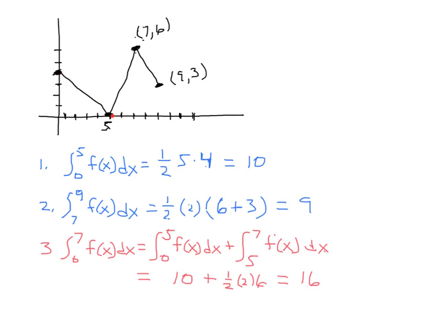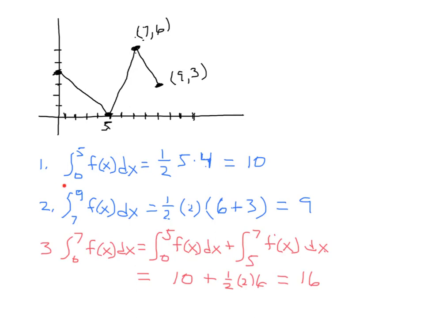So we have that line there. And then we have another one from (5,0) to the point (7,6), and then from the point (7,6) to the point (9,3). So what they're going to ask me to do now is identify and evaluate some definite integrals.